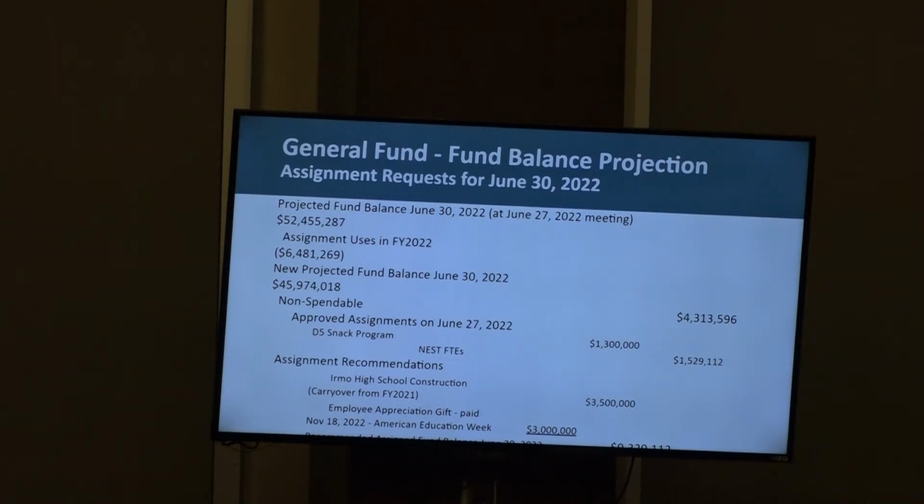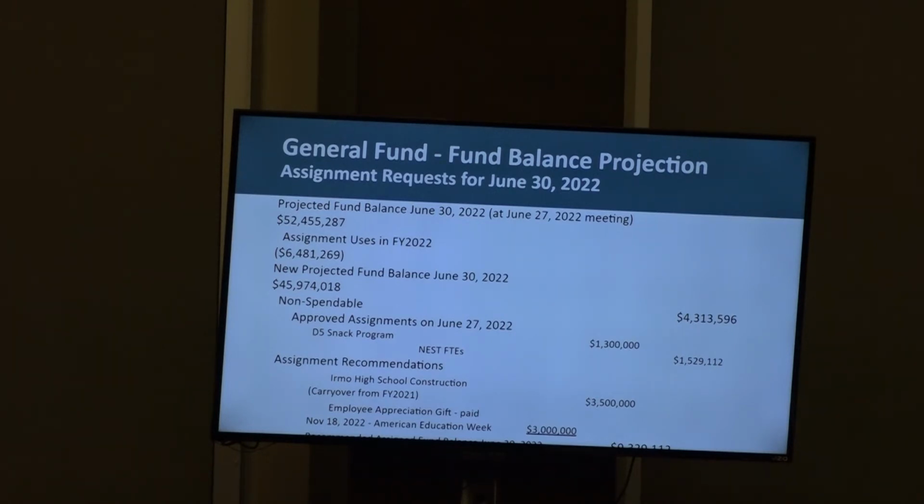Y'all also approved a few assignments at June 27th. One was for the D5 snack program, that was 1.3 million, and then the NEST FTEs were 1.5 million. What y'all recommended tonight was to assign 3.5 million. Again, this was a carryover from FY21, but just earmarking it specifically for Irmo High School.